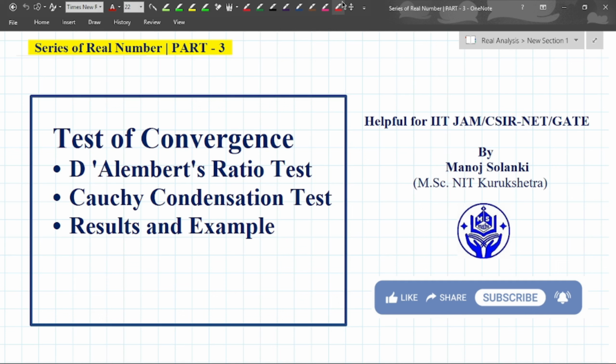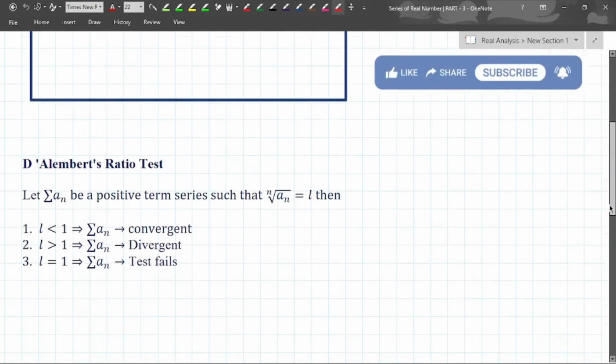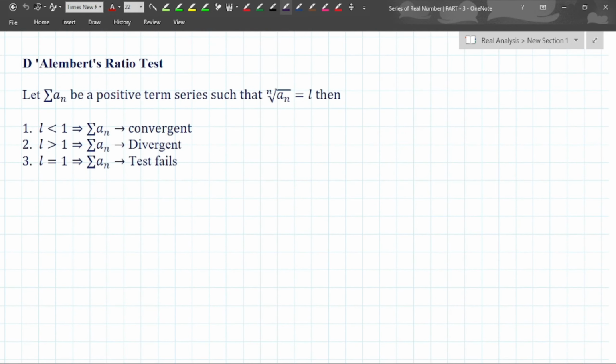So in this video, we'll see one more method to identify the convergence of a series, that is the D'Alembert ratio test, and one more, the Cauchy condensation test. First we'll see the D'Alembert ratio test. What is the D'Alembert ratio test?